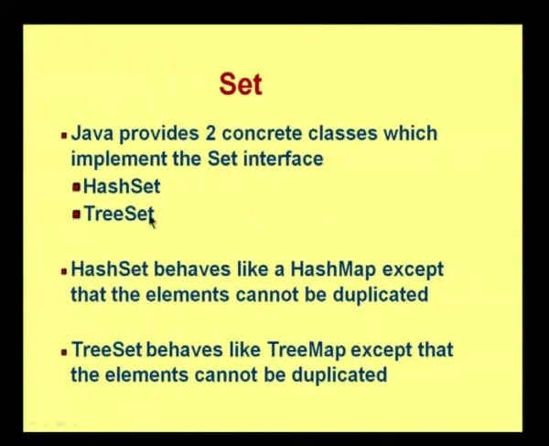So here we have two types of set. Java provides two concrete classes which implement the set interface, hash set and tree set. Hash set behaves like a hash map except that the elements cannot be duplicated. Since it is a set, it cannot be duplicated, whereas in hash map your elements could be duplicated. Your tree set behaves like a tree map except that the elements cannot be duplicated. Since it is a set, you cannot duplicate it.